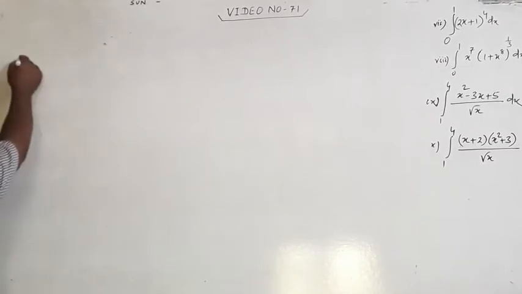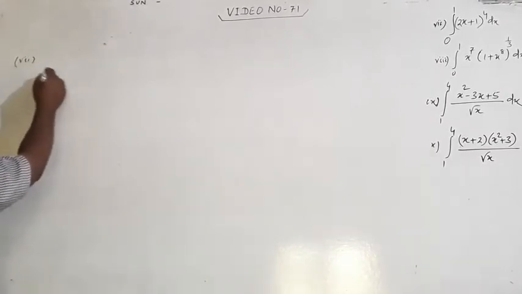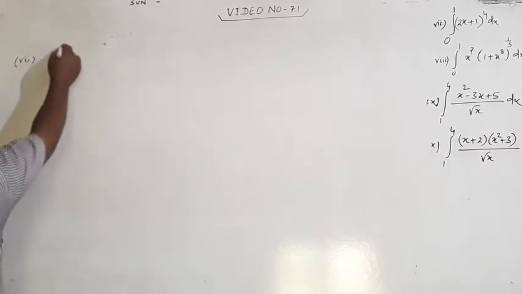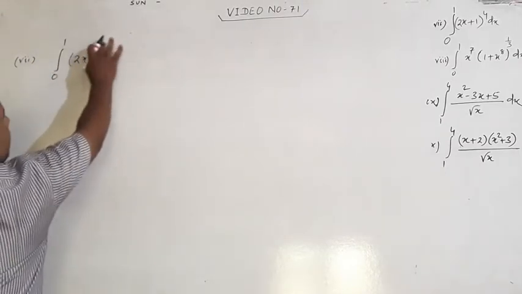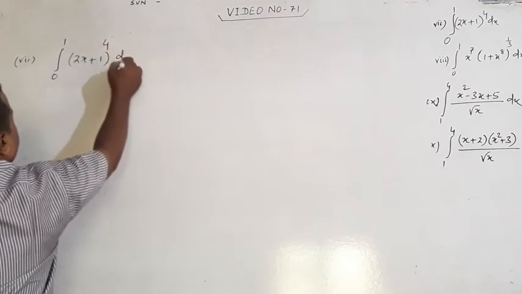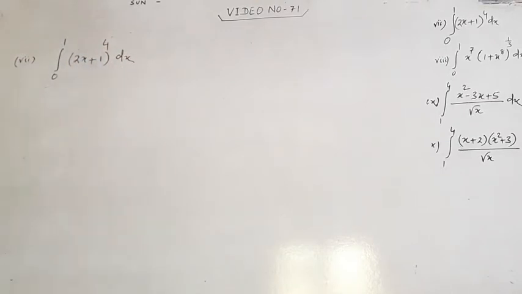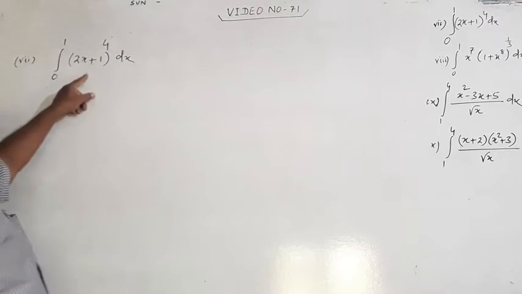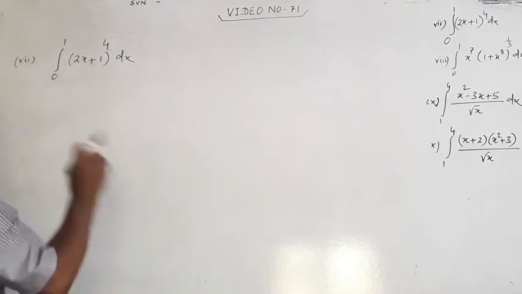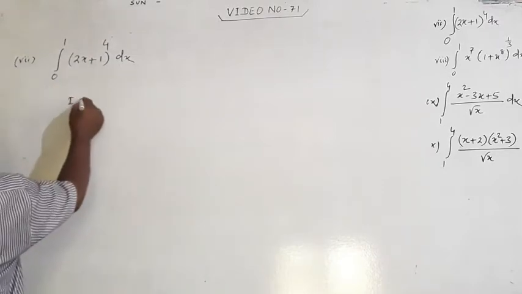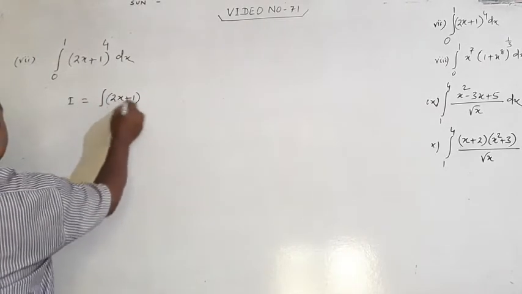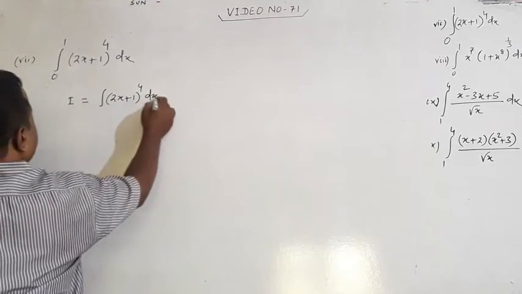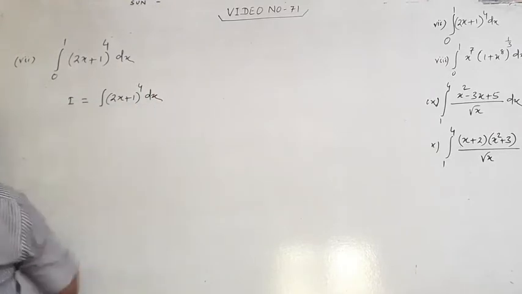First, in these types of problem, it is the integration from 0 to 1 of (2x plus 1) to the power 4 dx. In these types of problem, you should not expand this. You first integrate. For integration, let I be equal to the integration of (2x plus 1) to the power 4 dx. And you know, if you put a substitution, then you will also get the answer.